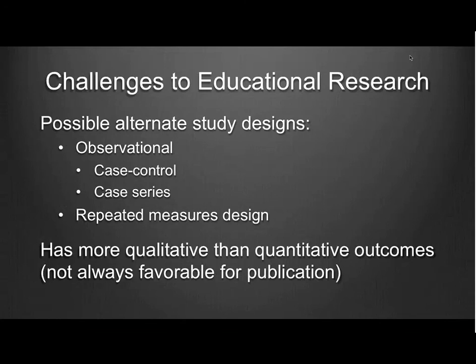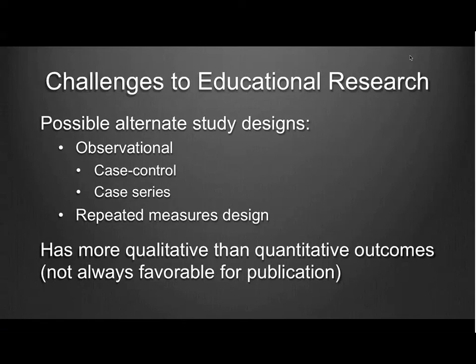There are some other possible alternatives to having a true control group, and one is to do some observational studies rather than an interventional study, where you have case controls where you're basically looking at people that have a specific factor and those that don't. For example, think about students who read well versus students that don't read well. And basically you're observing them: how many books do they read, how many video games do they play, how much TV do they watch.